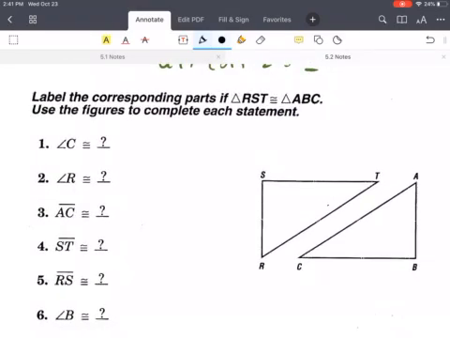So looking at these two triangles, the diagram is something we can mark to be congruent. So we could say that R and A would have to be congruent. We could say that S and B have to be congruent, and then we could mark that T and C are congruent. And so we can use that to label the sides and the angles which are congruent. So why don't you pause this and take like 30 seconds and answer these 6 questions.